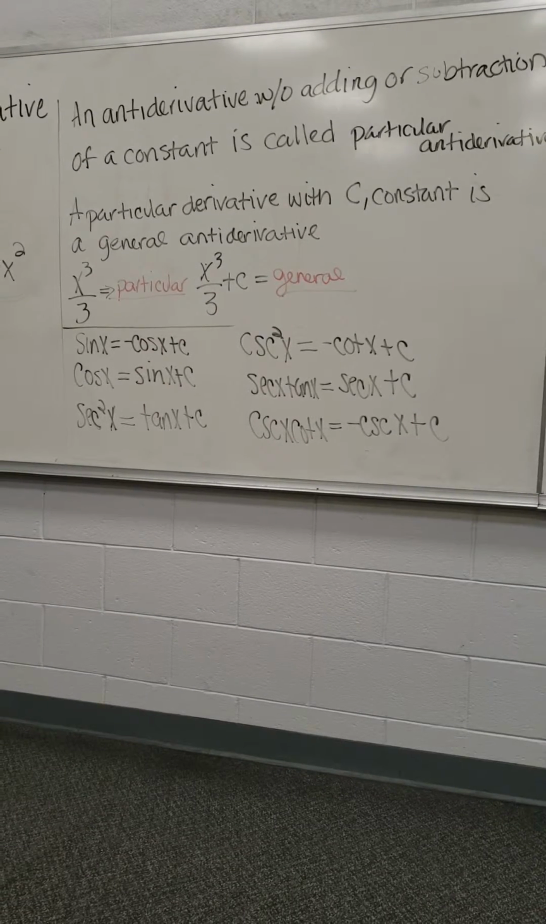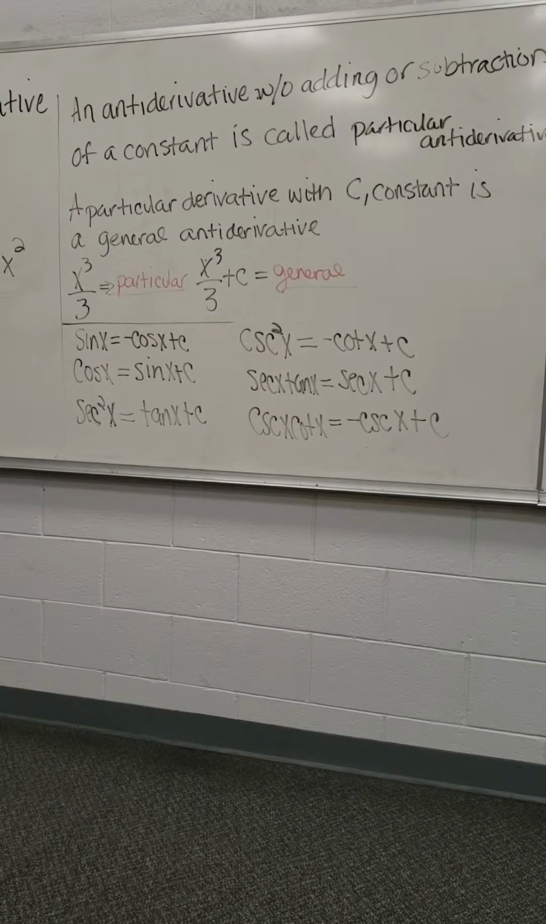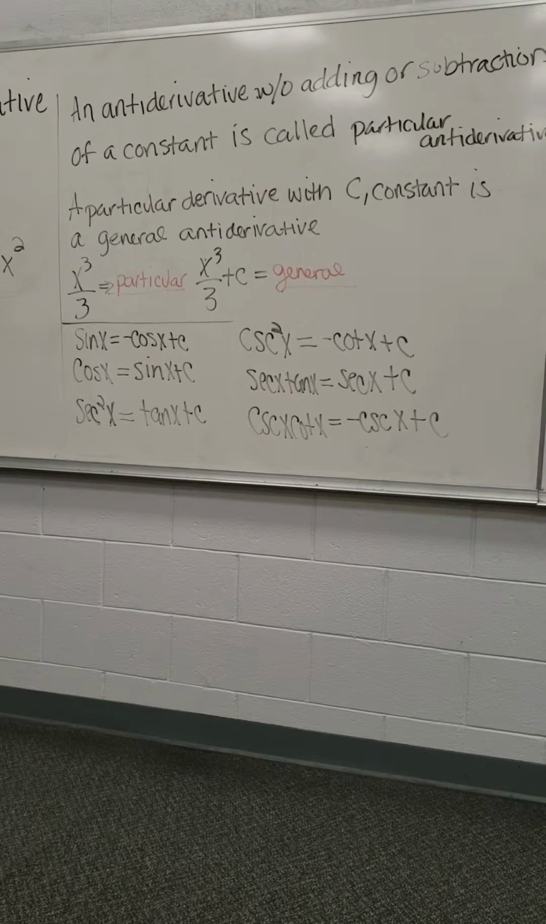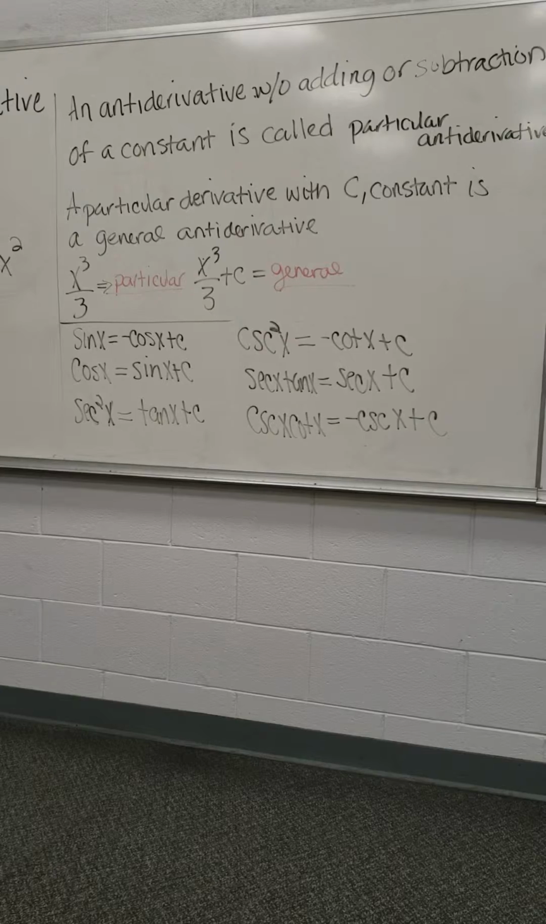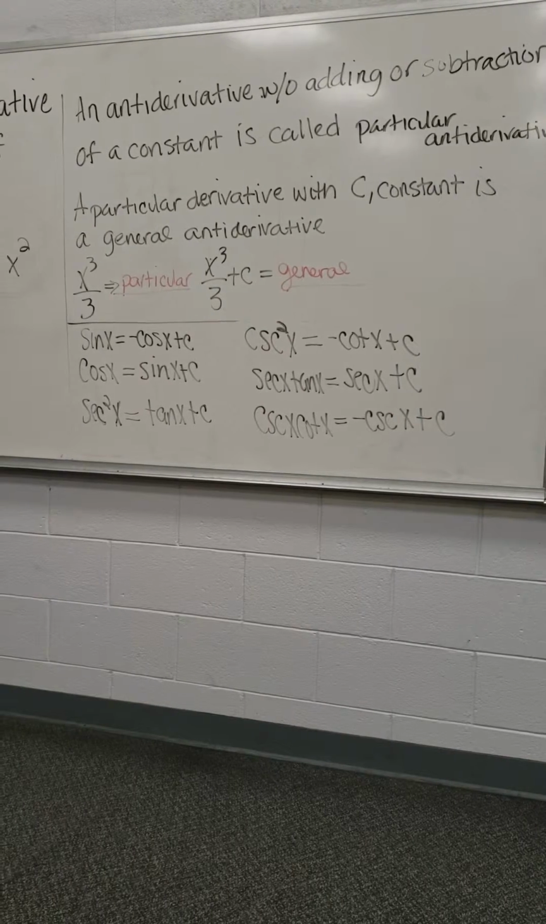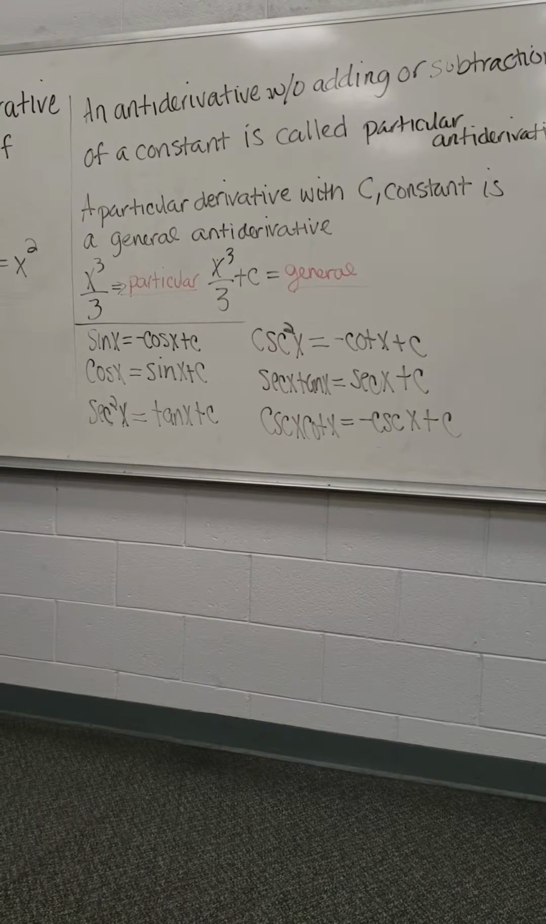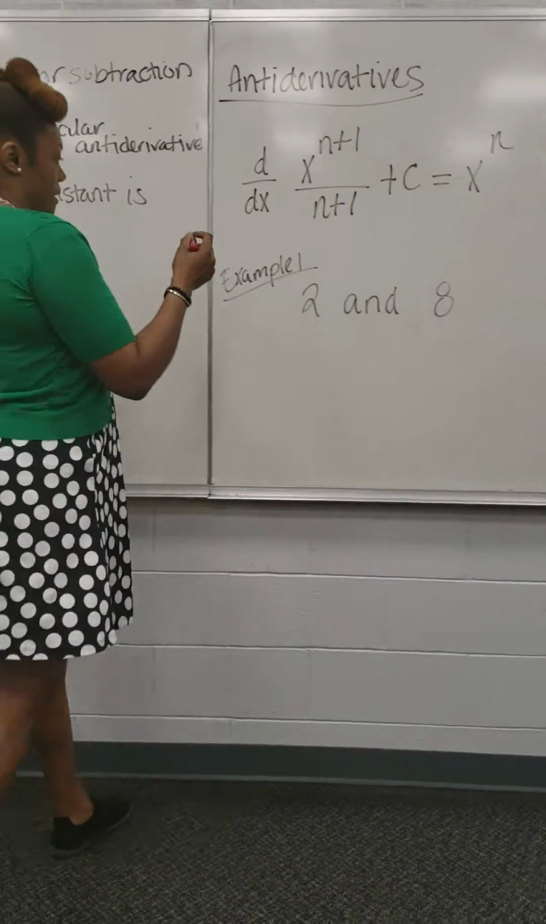In the general form of antiderivatives, since we are doing the opposite, the antiderivative is actually adding to the exponent, right? And then dividing by the new exponent, adding the exponent on the top and the bottom.